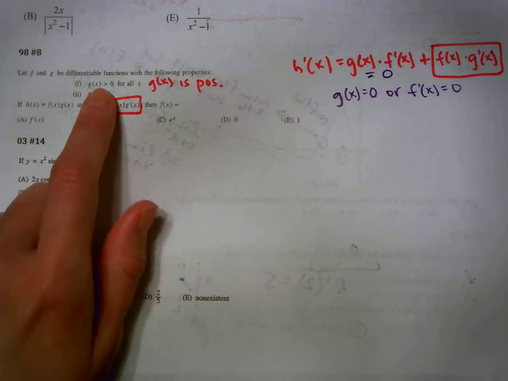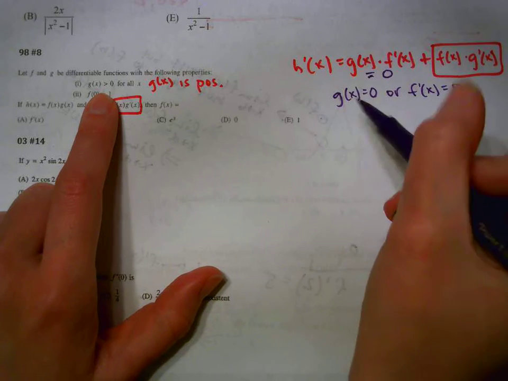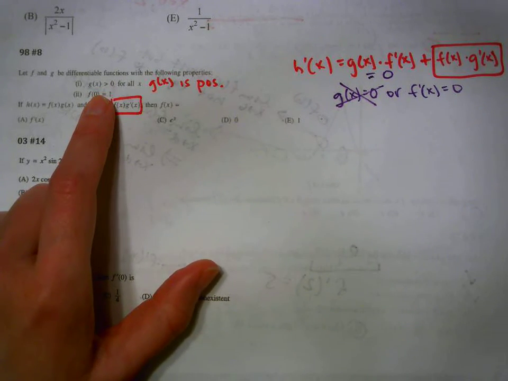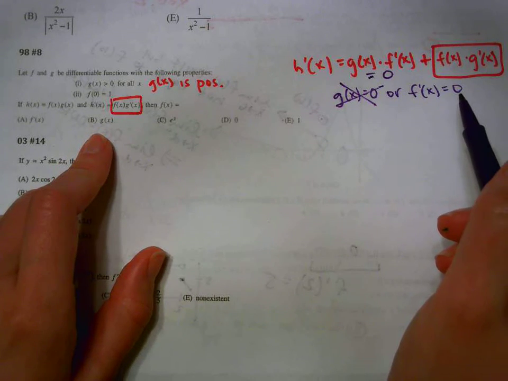Well, if you think about it, g of x, it says it's greater than 0 for all values. So if it's greater than, it can't be equal to. So that's not a possibility. So we know f prime of x needs to equal 0.